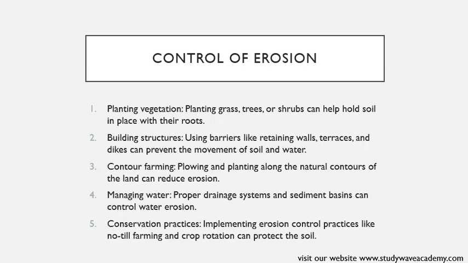Planting grass and trees. Building walls or barriers can stop soil from moving. Planting crops in special way on hills can reduce erosion. Making good drains. Farming without plowing all the time and changing crops can protect the soil. Okay? Do we understand?